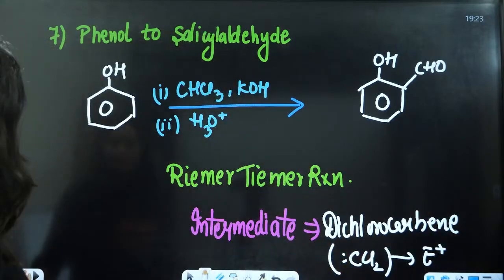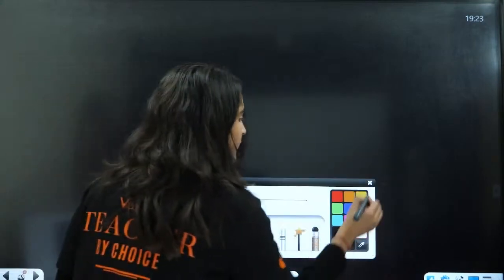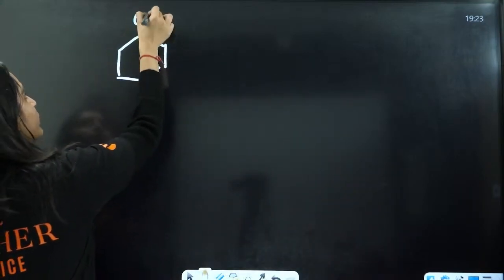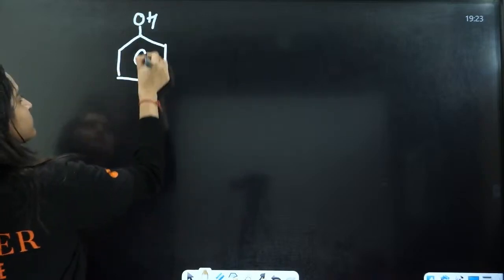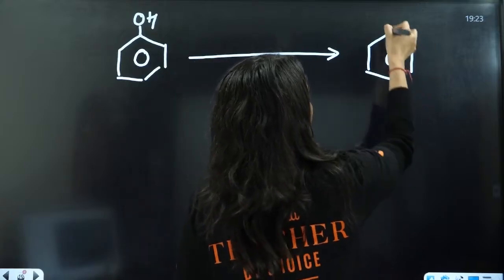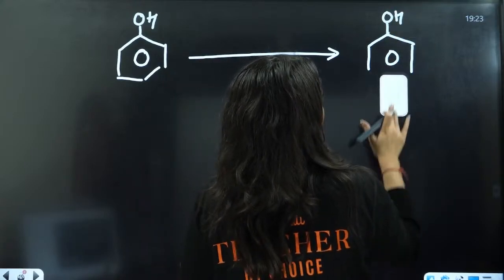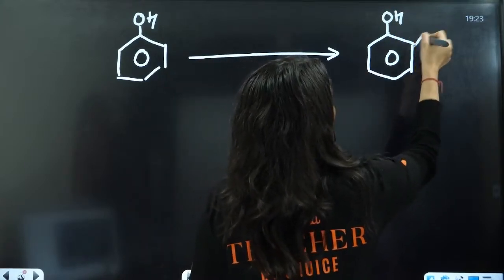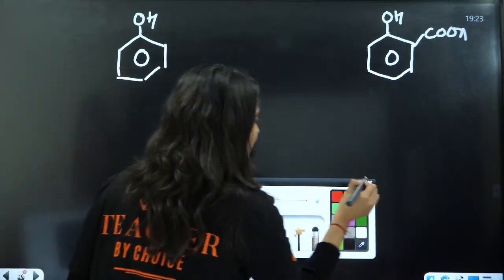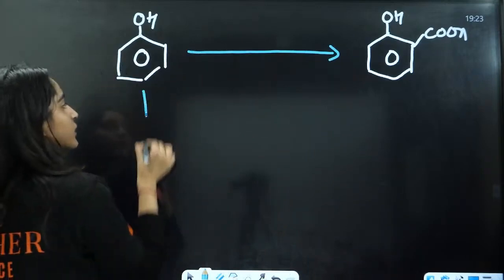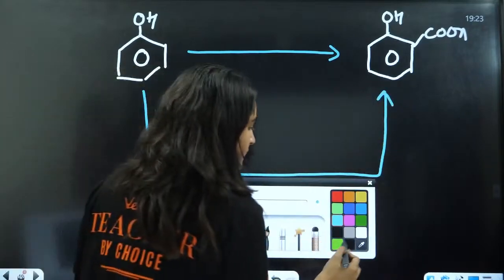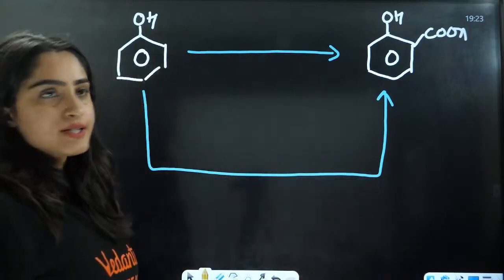Okay, perfect. Now, if they have written that you need to convert phenol into salicylic acid, everybody, what will be the reagents here? There are 2 ways to convert. What are these 2 ways?